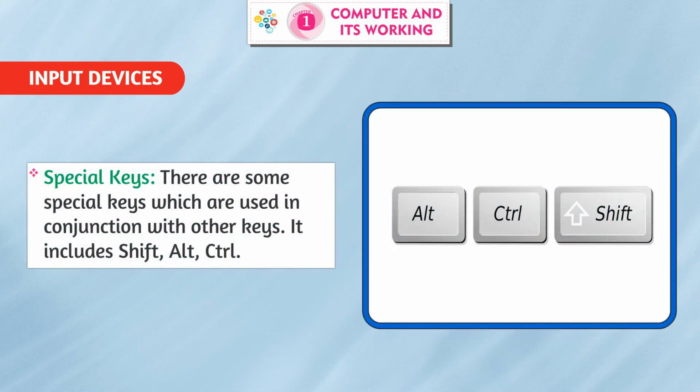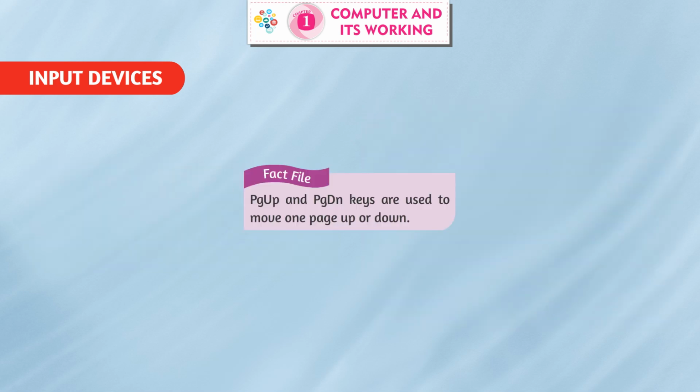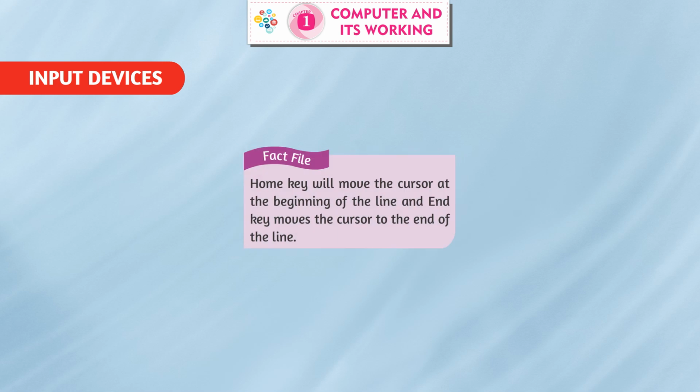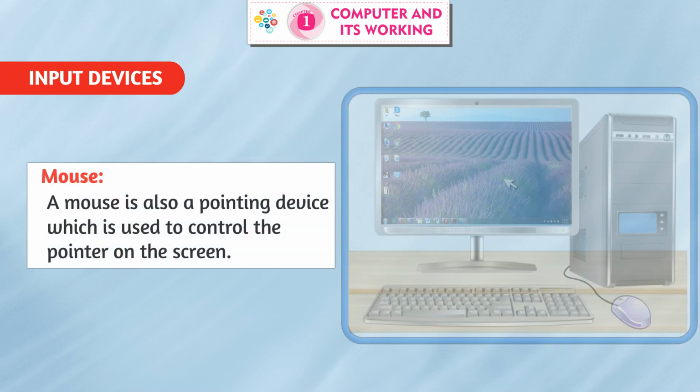Special keys. There are some special keys which are used in conjunction with other keys. It includes Shift, Alt, Control. Fact file: page up and page down keys are used to move one page up or down. Fact file: home key will move the cursor to the beginning of the line and end key moves the cursor to the end of the line.